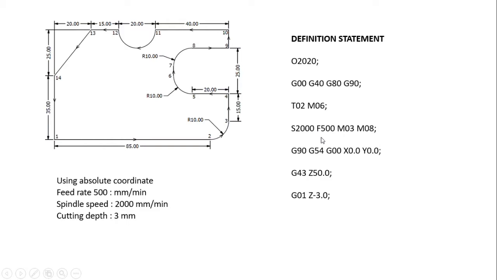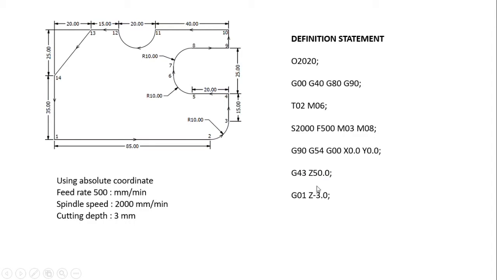S2000 F500 is our spindle speed of 2000 RPM and feed rate of 500. M03 shows our spindle rotation, while coolant is on for M08. Next, G90 and G54 show that we are using absolute coordinates for positioning at X equals 0 and Y equals 0.